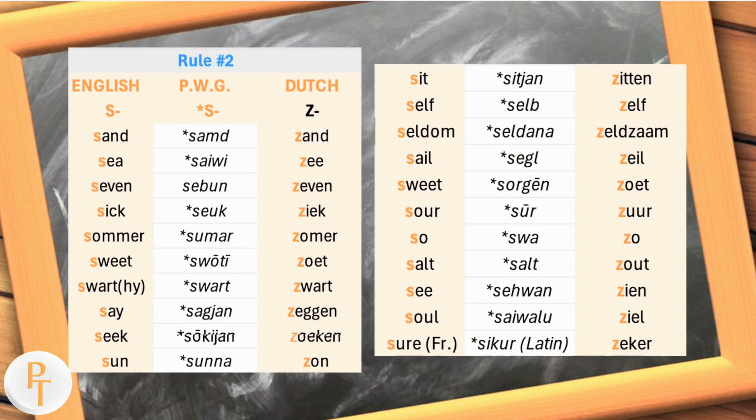Rule number 2. Words that start in English with S, Dutch made voiced and they became Z. For instance, sand, zand, sea, zee, seven, zeven, sick, ziek, summer, zomer, sweet, zoet, and so on and so on.